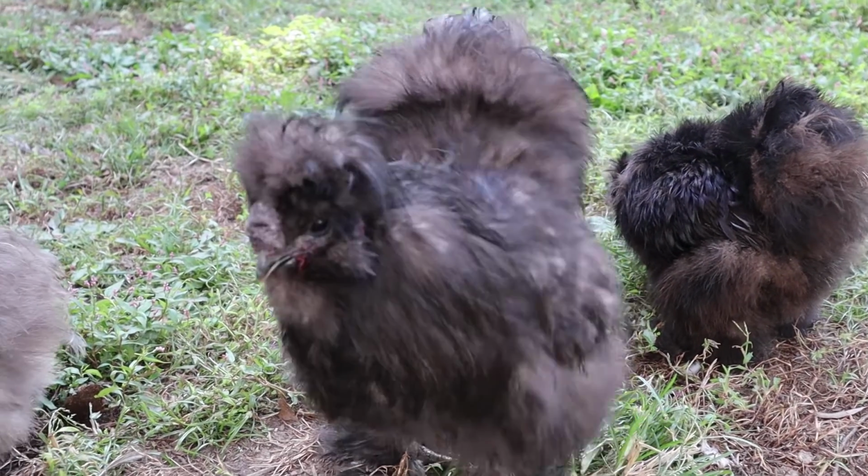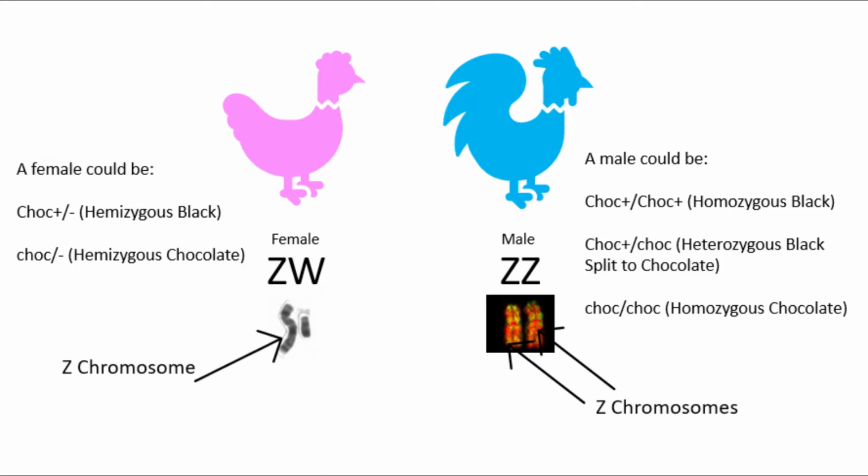Going back to the chromosomes, males have 2 Z chromosomes, meaning they can have 2 copies of the gene or allele for chocolate. Because the chocolate gene is recessive, males must have 2 copies of the chocolate gene for it to be expressed. If a male is heterozygous for the chocolate gene, he will be black, or whatever other genes are lying underneath. The gene symbol for the absence of the chocolate gene is choc, spelled with a capital C and a plus sign afterwards to represent that it is the wild type.